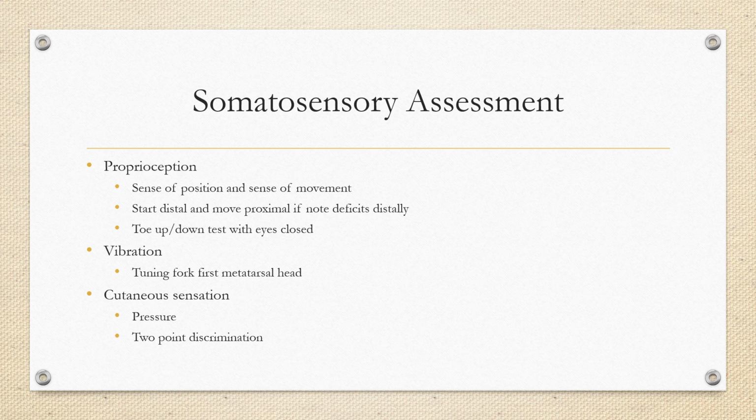A normal test would be the fact that the patient can notice that at the great toe, but if they're not noticing that, then you move up more proximally, so move the ankle up and down and see if they can tell where the ankle is in space, the knee, the hip, those kinds of things. All done with the eyes closed to see how their proprioceptive ability is. Vibration testing, you can use a tuning fork at the first metatarsal head to see how they do with that. And then cutaneous sensation, we've got the pressure and 2-point discrimination testing that can be done as well.